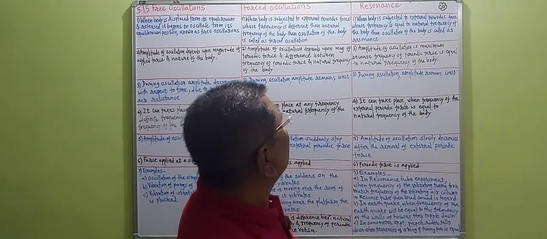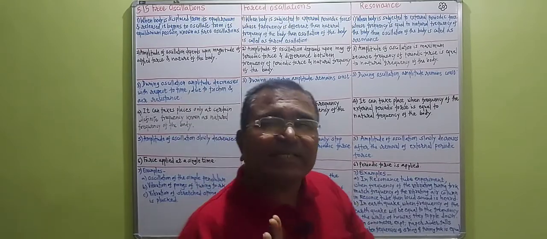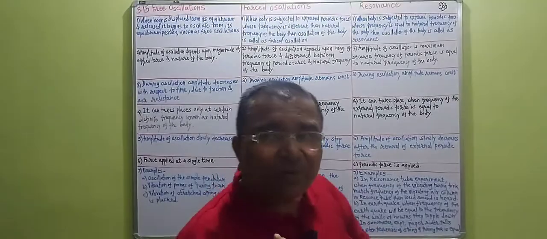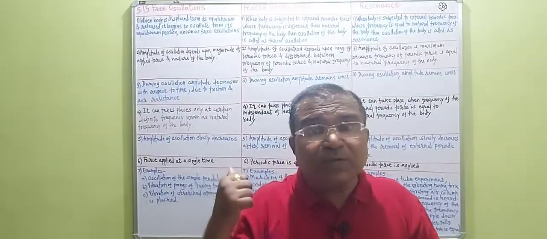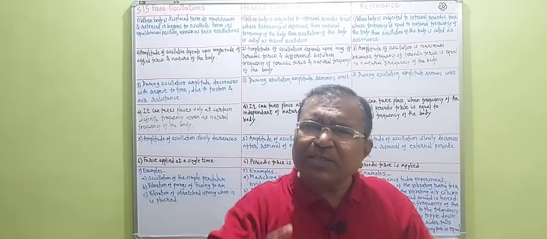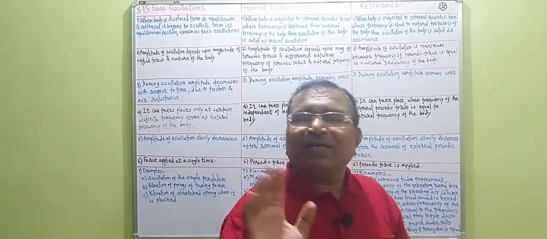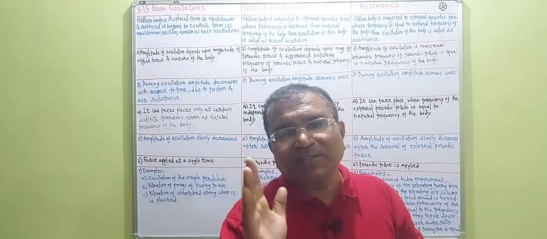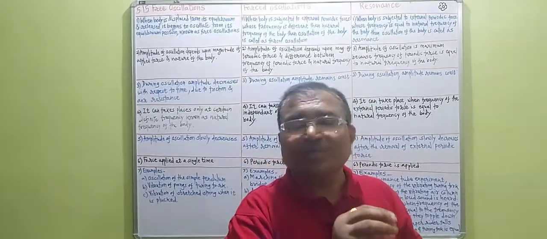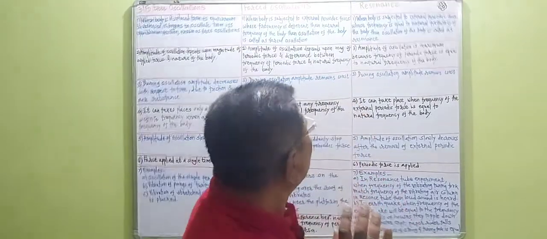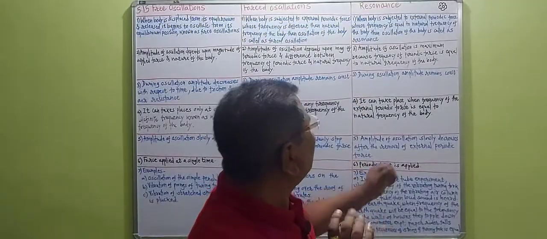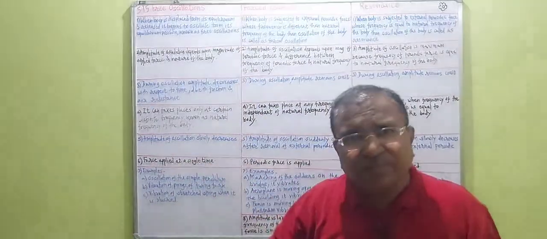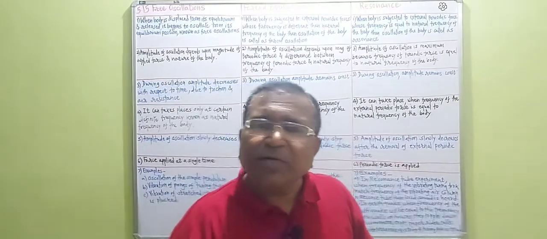It can take place when the frequency of the external periodic force is equal to the natural frequency of the body. The amplitude of oscillation slowly decreases after removal of the external periodic force. In forced oscillation, the amplitude of oscillation stops suddenly. But here, the amplitude does not stop suddenly. It slowly decreases as soon as the periodic force is removed. Here the periodic force is applied, and it is applied at a single time. And there is an example that I have already given to you.